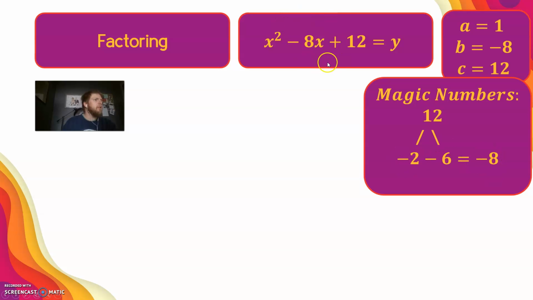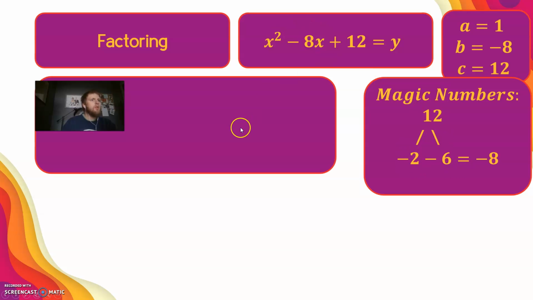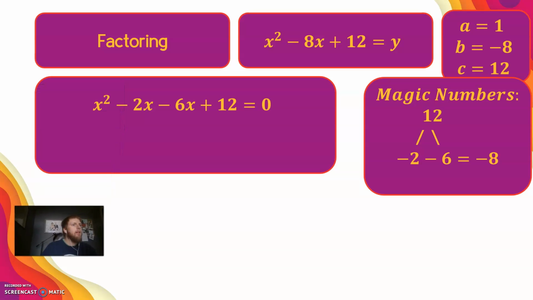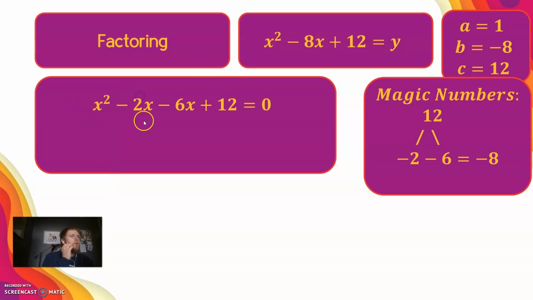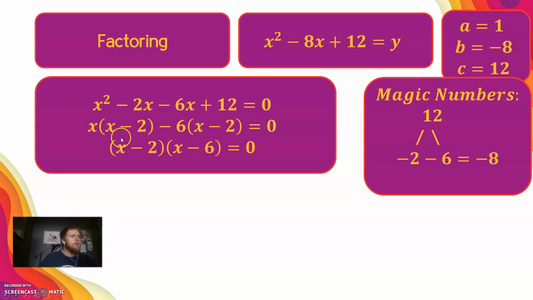So we will rewrite this as negative 2x minus 6x, which is negative 8x. So you'll see that here. So x squared minus 2x minus 6x, that just replaces our 8x, plus 12 equals 0. And then we factor by grouping. So we will pull an x out of these front two, and we'll pull a 6 out of both of these. Notice that what's in the parentheses is the same. That's good news. Then we can rewrite this: x minus 6 and x minus 2 would be our two factors.